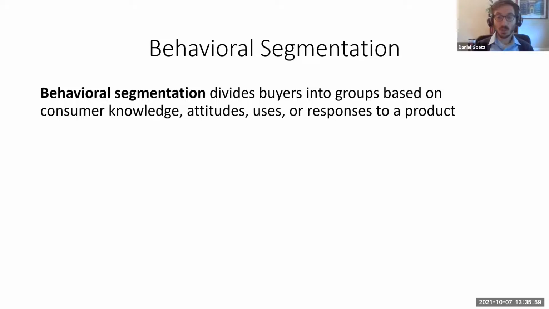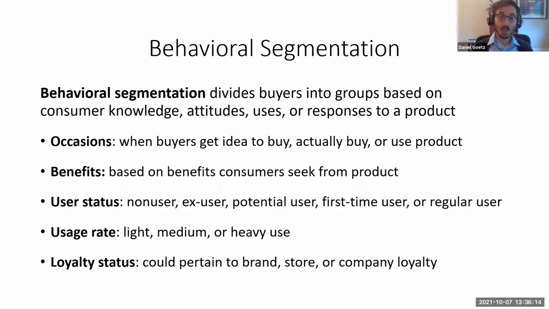The next type of segmentation is behavioral segmentation. Behavioral segmentation divides buyers into groups based on their knowledge, their attitudes, how they use the product, how they respond to the product. Behavioral segmentation is extremely important, and we see it everywhere in modern marketing. So the first type of segmentation, occasions. This is when buyers get the idea to buy, or they actually buy or use the product.